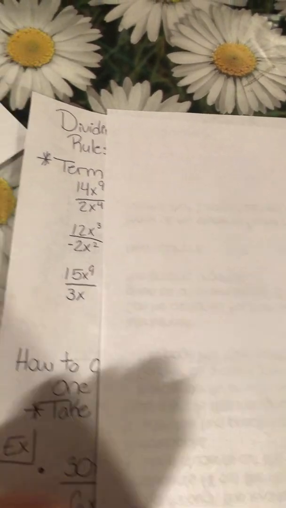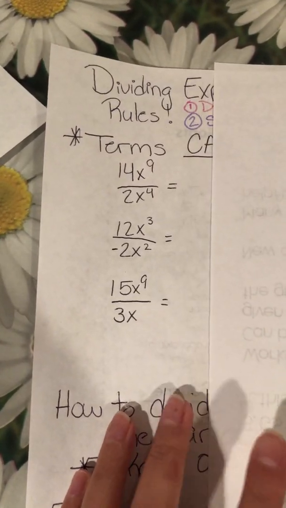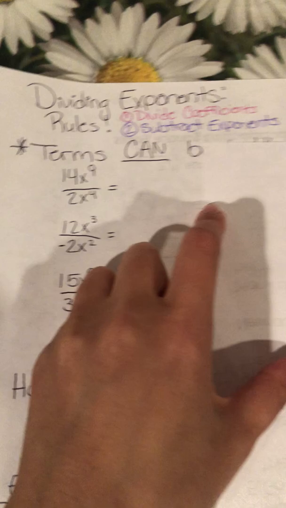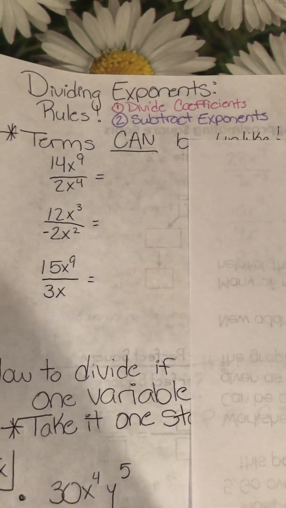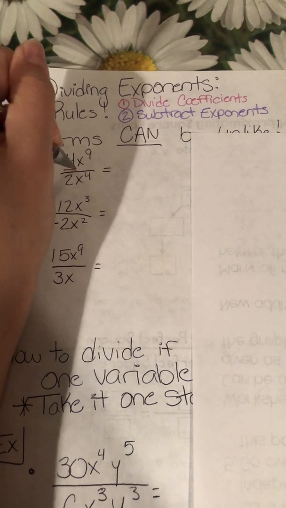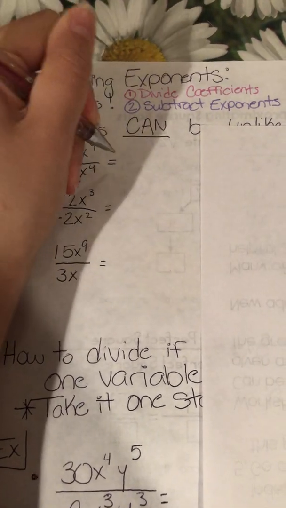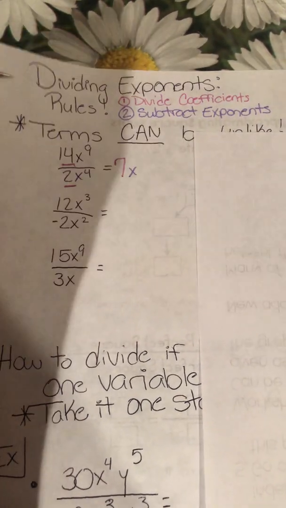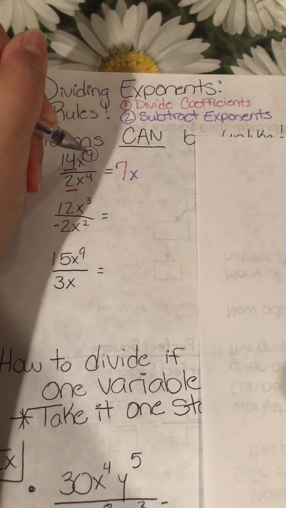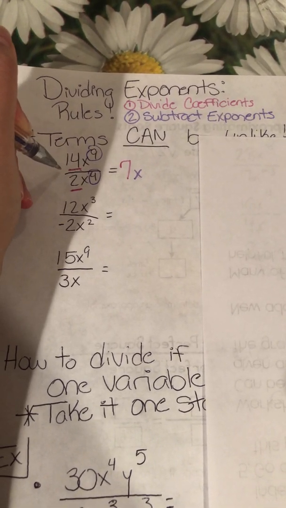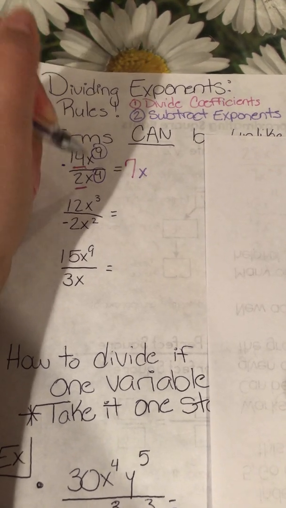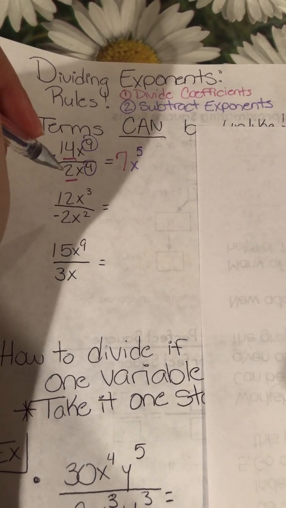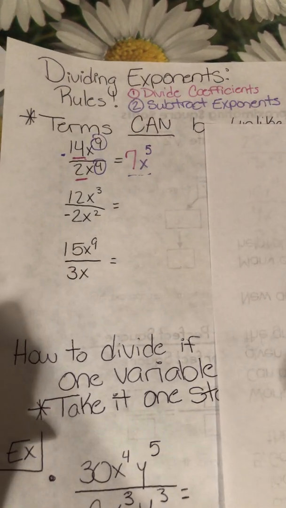Let's work on the first one. So I have 14x to the 9th divided by 2x to the 4th. My first step is to divide the coefficients. So my two coefficients are 14 and 2. 14 divided by 2 is 7. My second step is to subtract the exponents. So I have an exponent of 9 and I have an exponent of 4. The division bar is like a subtraction sign. 9 minus 4 is 5. So 14x to the 9th divided by 2x to the 4th is 7x to the 5th.